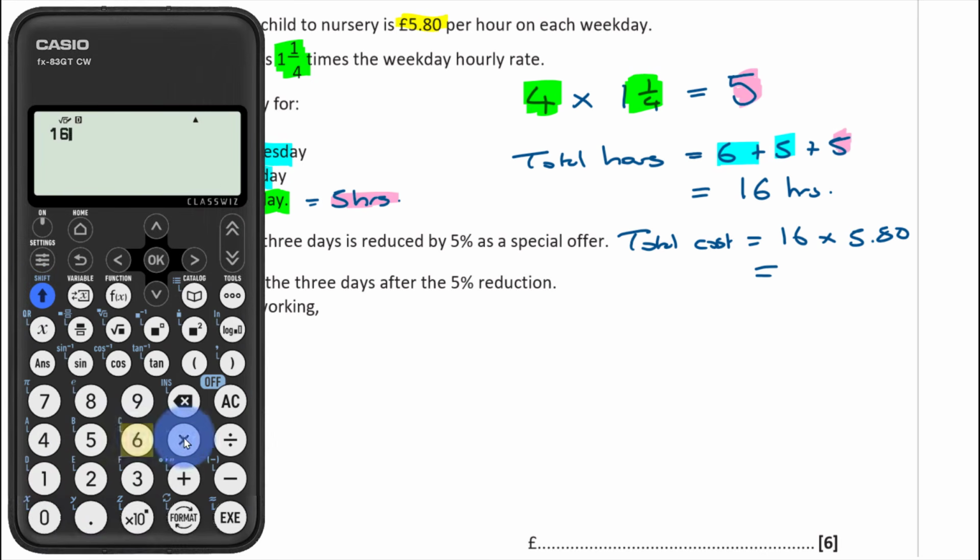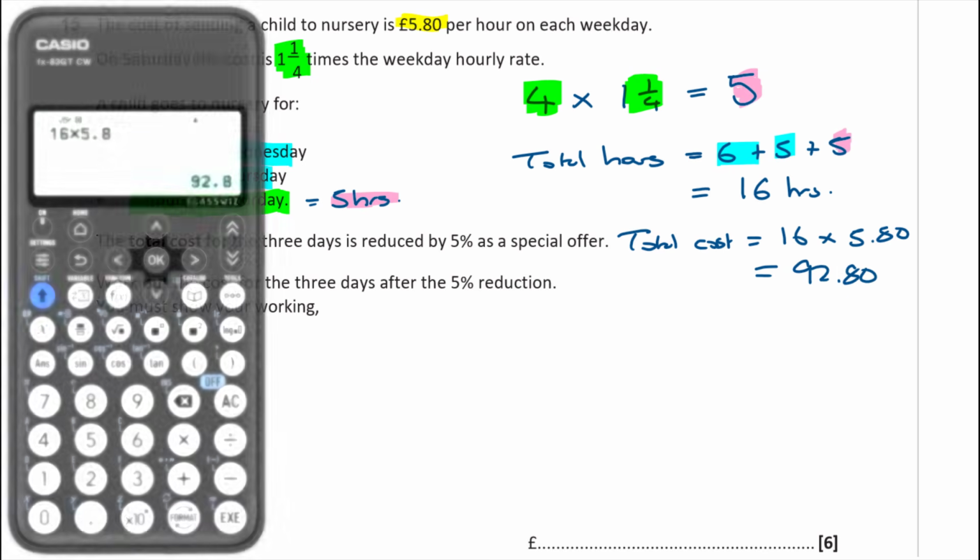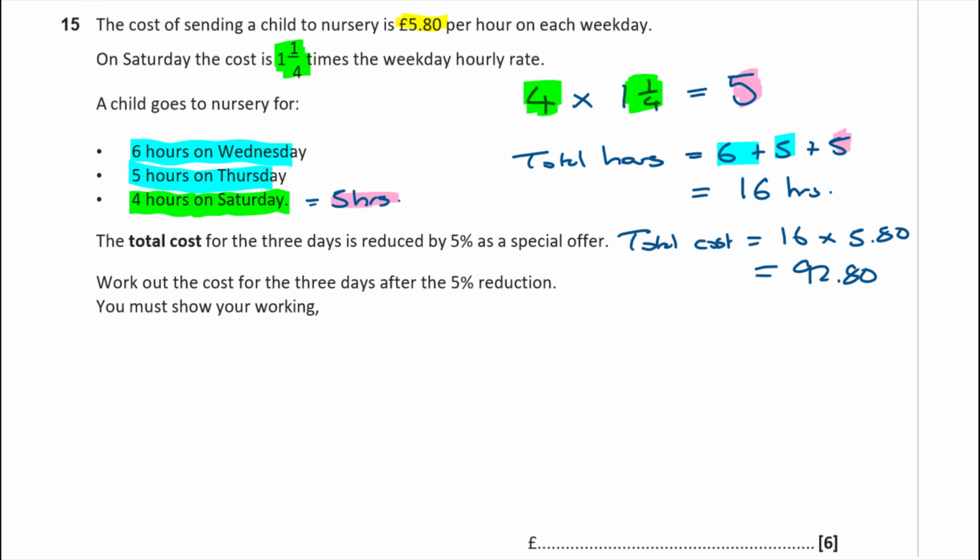Okay, I'm just going to type that into the calculator. 16 times 5.8, that comes out to be 92.8 or £92.80 because it's in pounds and pence. Okay, so that's the cost it would be, but then remember we've got this 5% reduction, haven't we?